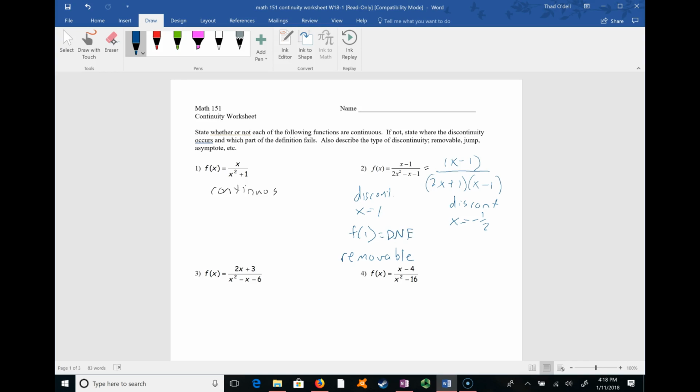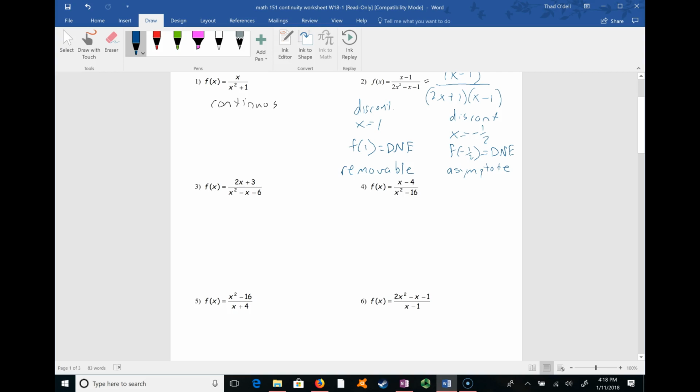On the second one, there's actually a vertical asymptote there, so that means none of the parts of the definition pass. So you could say f of negative 1/2 does not exist, or you could say the limit as x approaches negative 1/2 does not exist. And this is an asymptote. Okay.